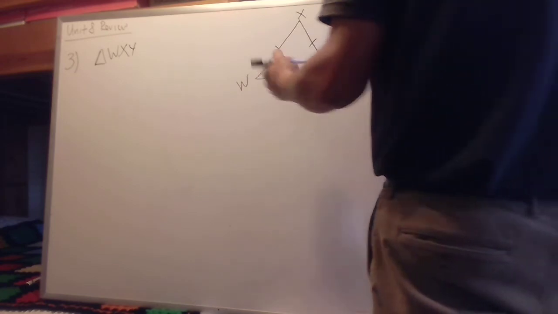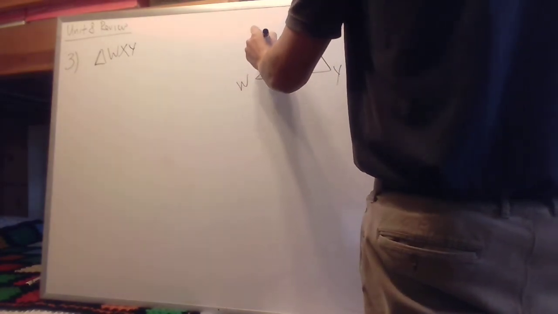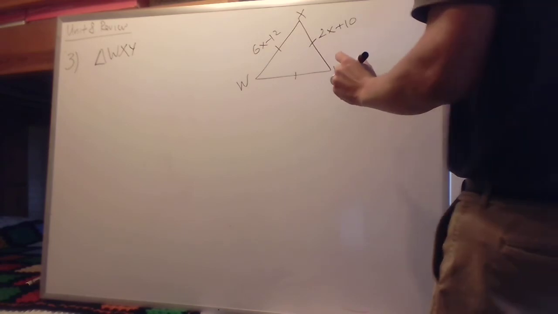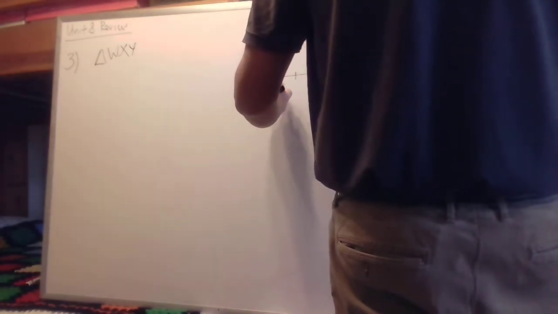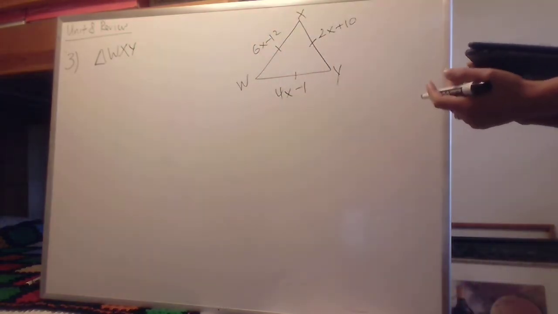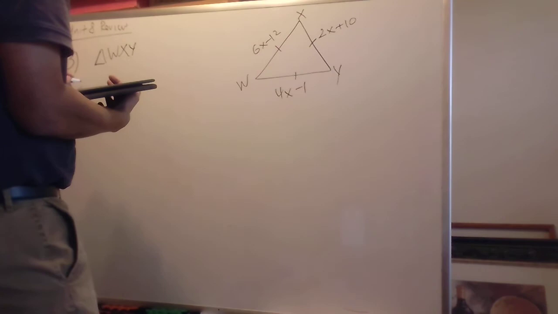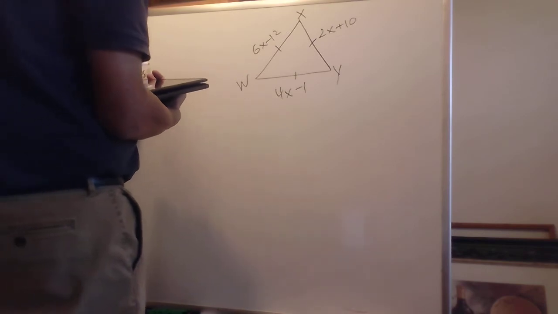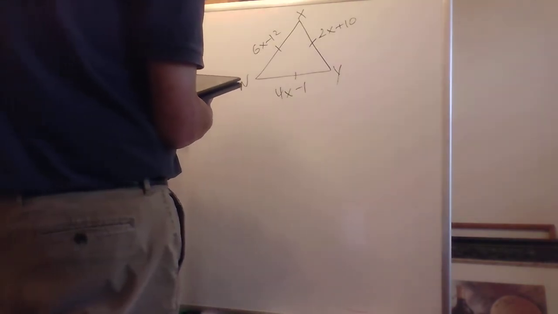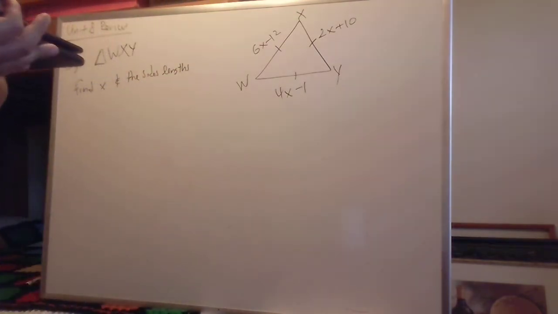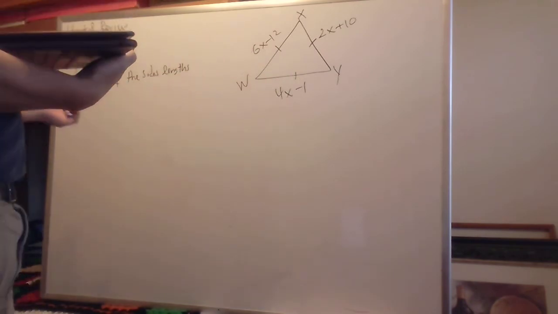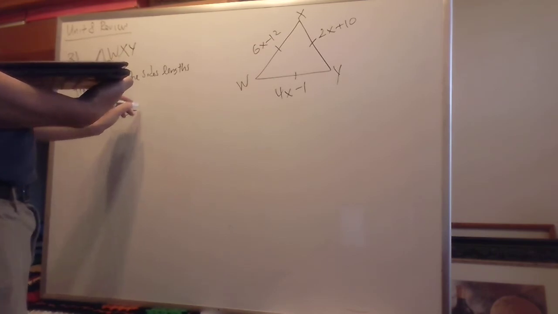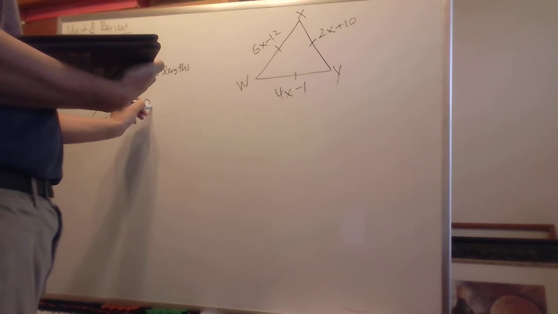So WX, it says right here, is 6x minus 12. And XY is 2x plus 10. And WY is 4x minus 1. Now we want to find x and the side lengths. If we know that all of these sides are equal, we can just take two sides. I'm just going to take WX and go 6x minus 12 equals the other side, XY, which is 2x plus 10.